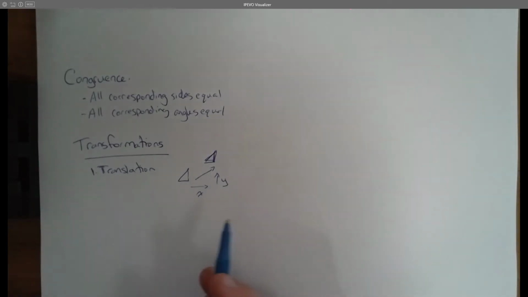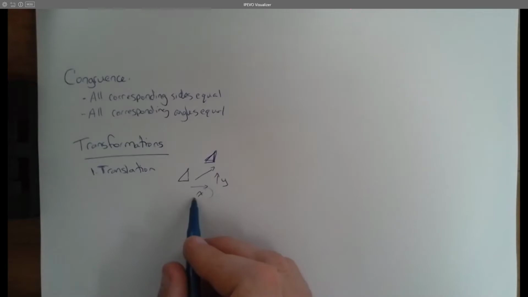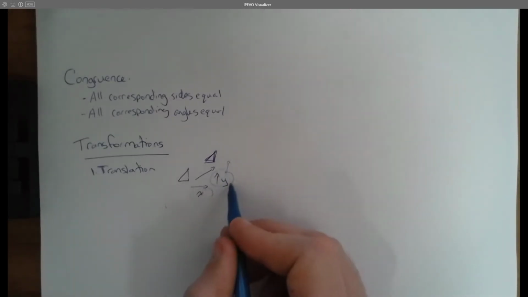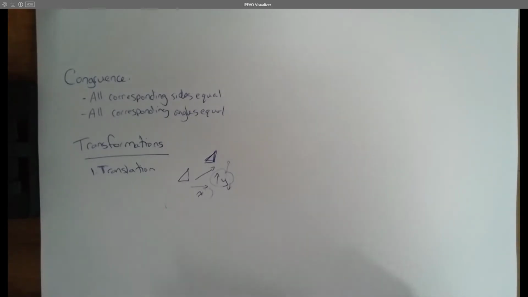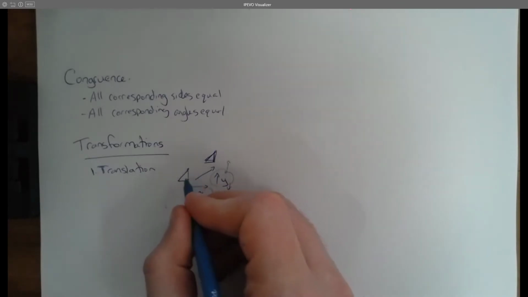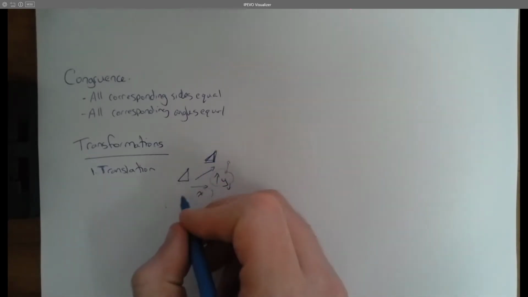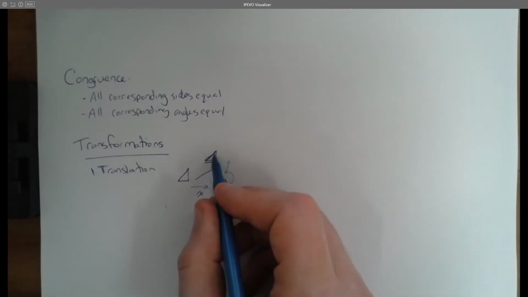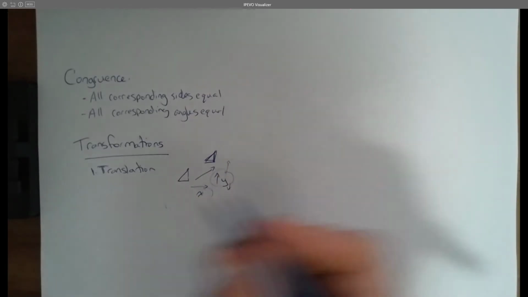We talked about how with translations, if it's a positive X value, it's moving to the right. If it's a negative, it's moving to the left. If it's a positive Y, it's moving up. If it's a negative Y, it's moving down. But otherwise, it's just a straight move, and all the points move the exact same amount, and they continue to follow and create the exact same triangle, just in a new spot.